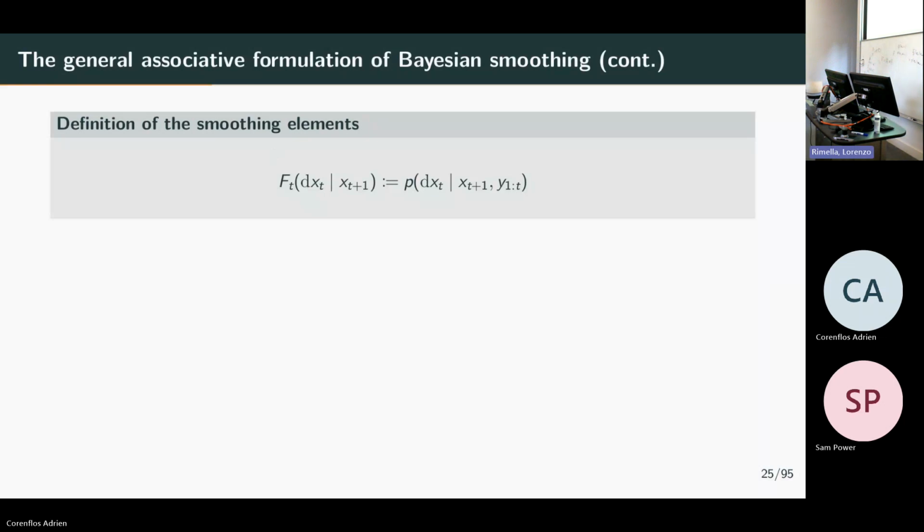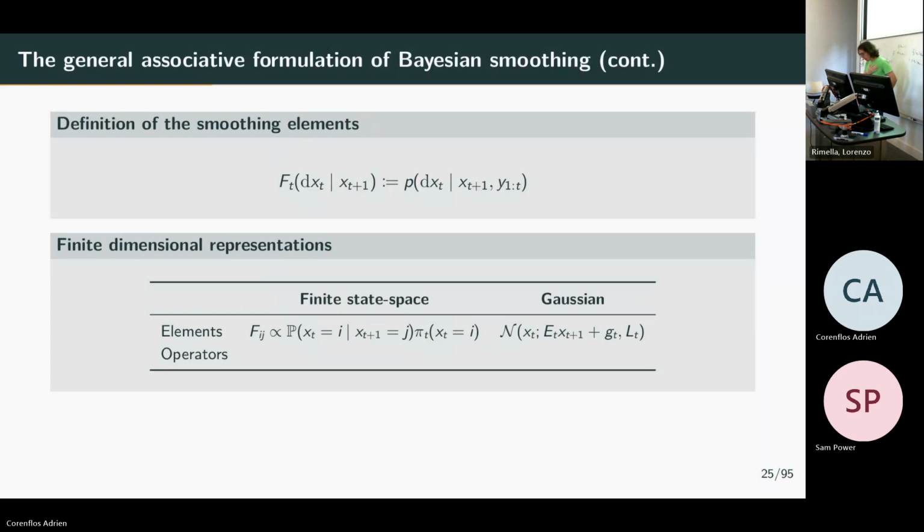So you are looking at your distribution at x_t, given all the data that had been observed up to time t, and the following step x_{t+1}. And if you remember well, that's exactly what appears in the sequential counterpart when we were doing the backward sampling, or even just the marginal.